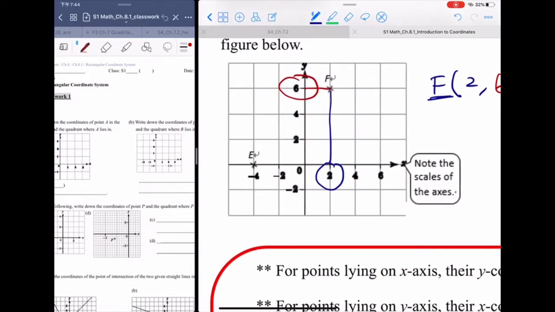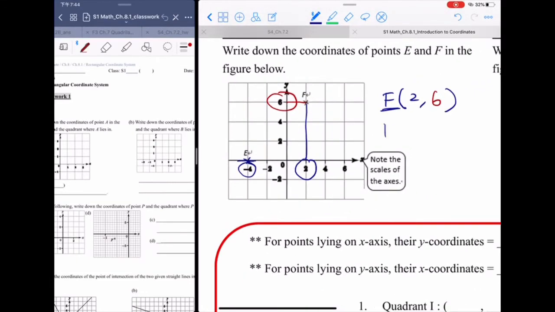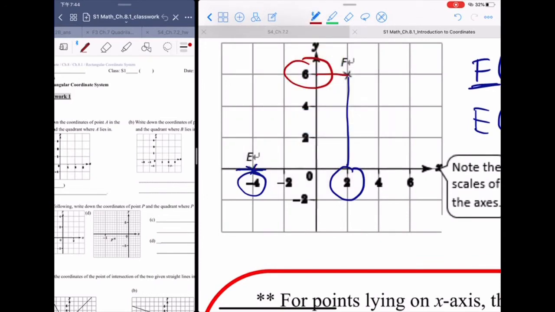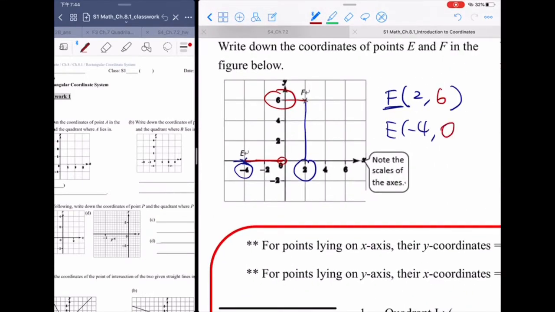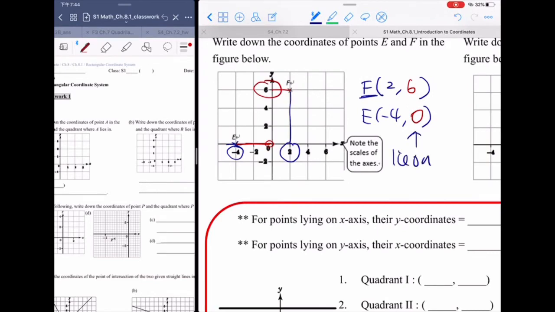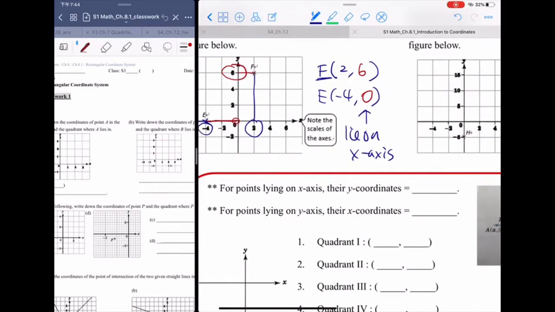So E is quite special. Take a look. E lies on the x-axis, so we stay on the row -4. But how about the y coordinate? It is just going to meet the y-axis. We see this is 0. So actually we see that if the point lies on the x-axis, its y coordinate will become 0. So that is the first one here. If we're lying on the x-axis, the y coordinate is 0.